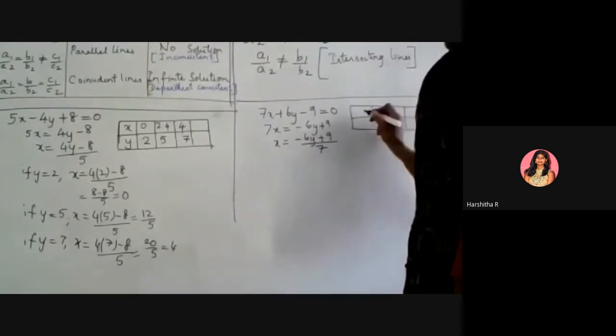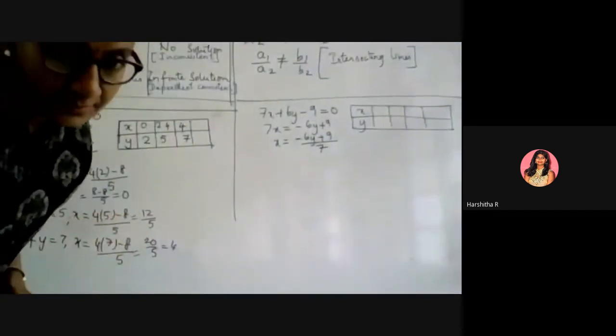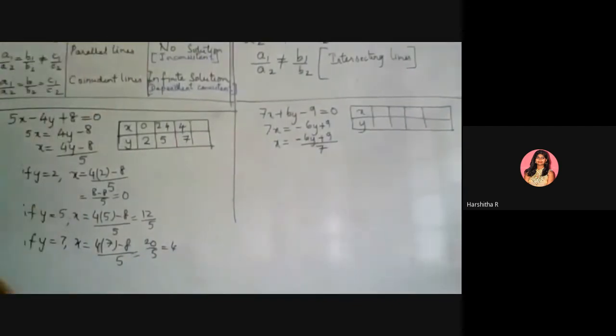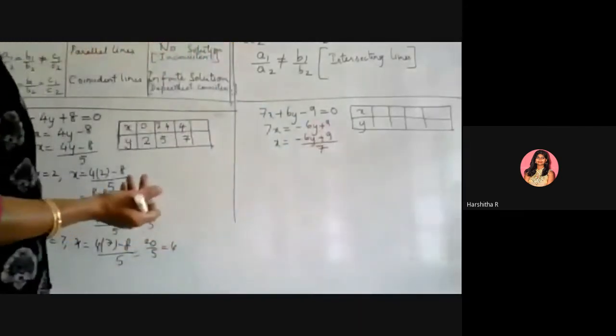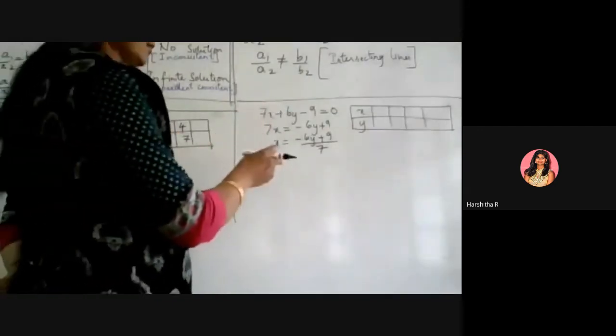So now you have to give values for y and find out the value of x. So go ahead doing it. Give values for y. If y is 0, I'll get 9 by 7. Difficult. So y is 1.